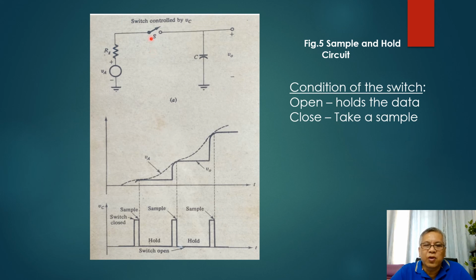Now, when you close the switch again in this particular signal here, then it will again take a sample of that particular signal, and then it will be charged again into your capacitor. And when you open the switch, it will be held for a certain period of time. And at that particular time also, the signal which will be discharged by your capacitor will be going towards your analog to digital converter.